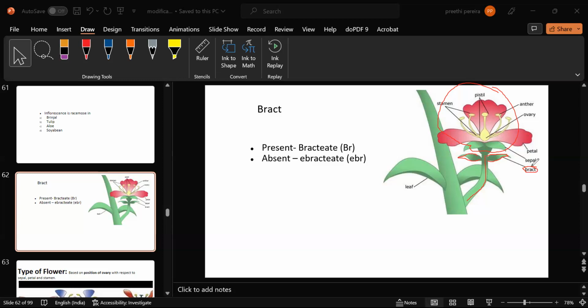If you find a flower with bracts, we call that flower a bracteate flower, and the symbol is BR. If the flower doesn't have bracts, then we call it an ebracteate flower, and the symbol is EBR. Did you get this? Please write it down.